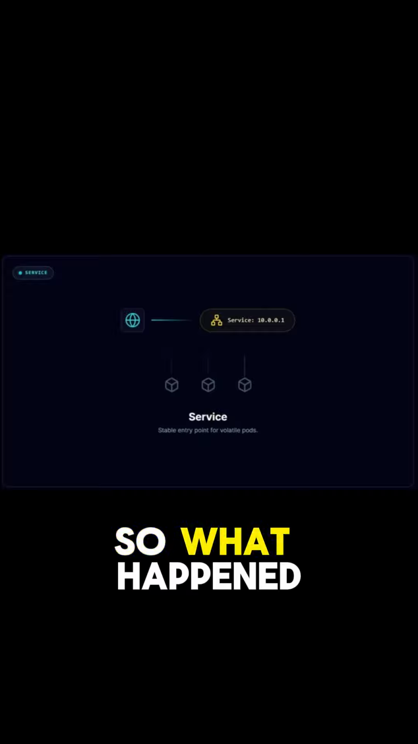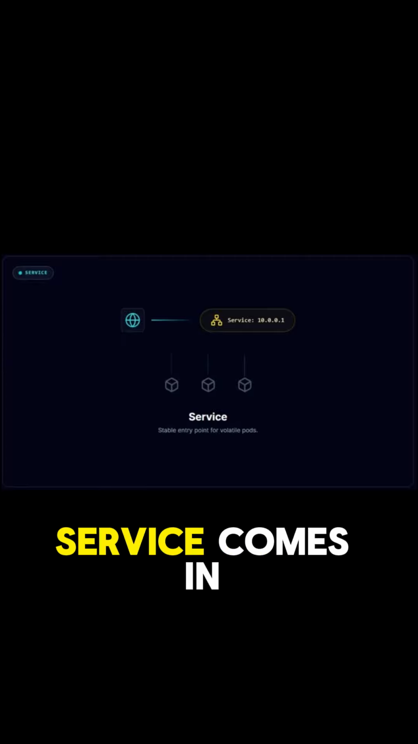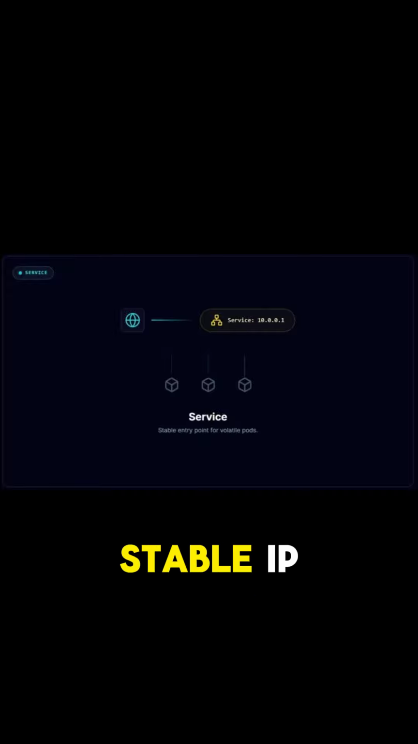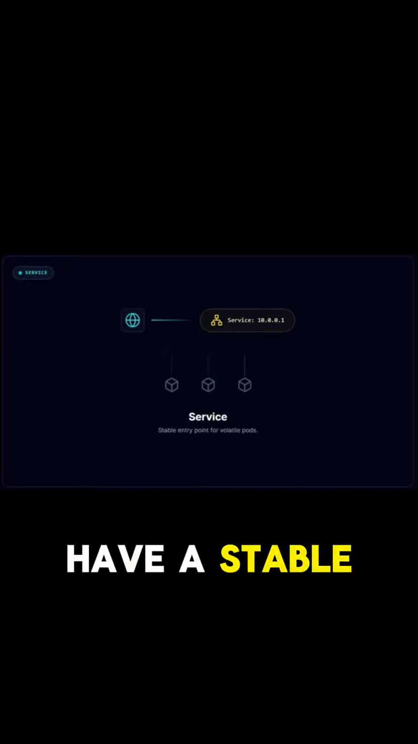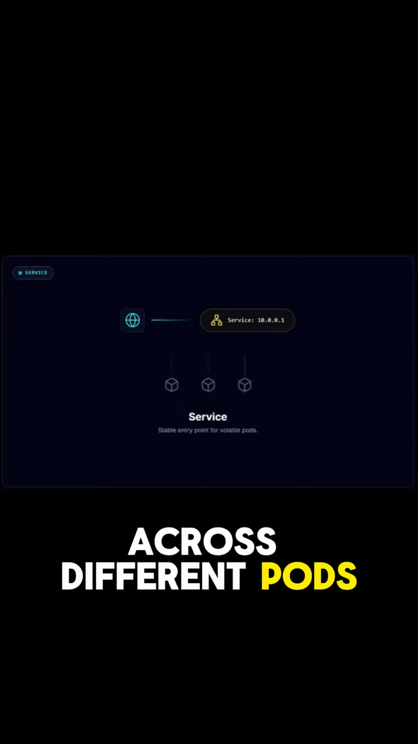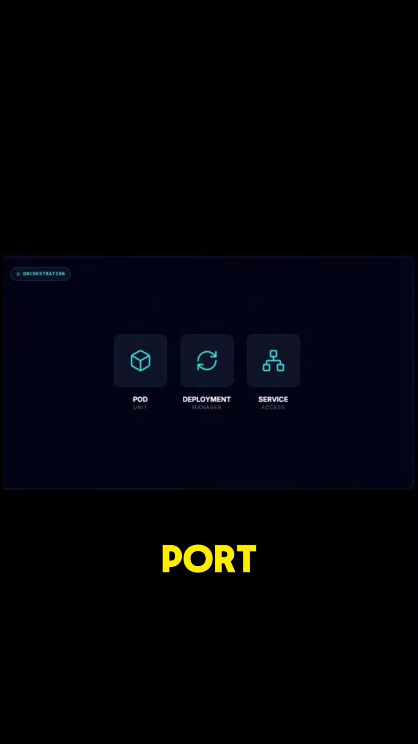So what happens is you need something that is consistent and persistent. That's where the service comes in. With a service, you have a stable IP and you also have a stable DNS name. The service also helps you to load balance across different pods. So to summarize, we talked about pod, deployment, and service.